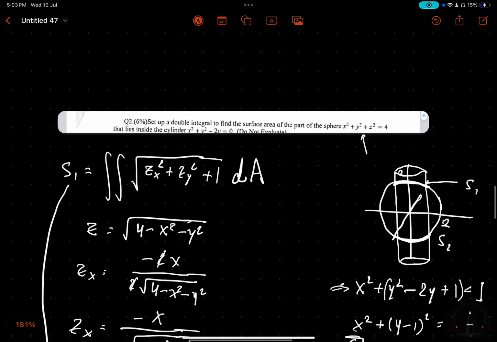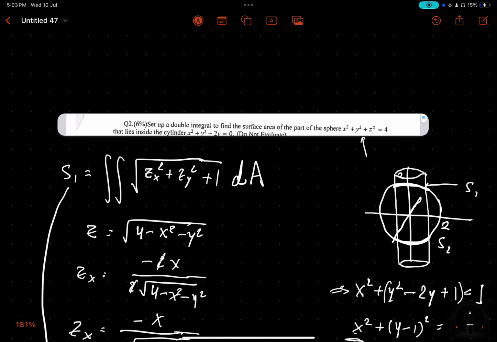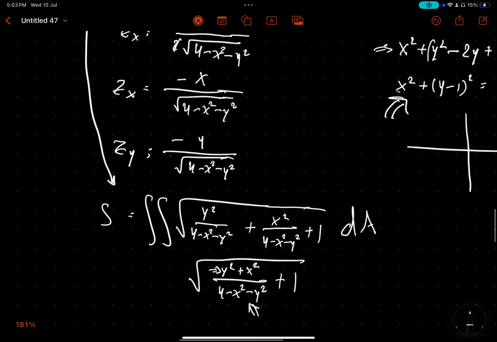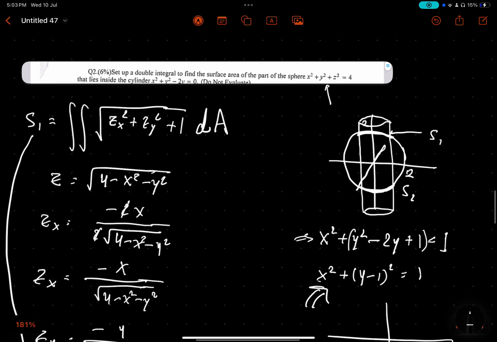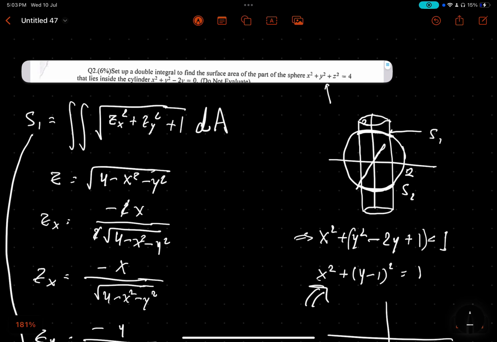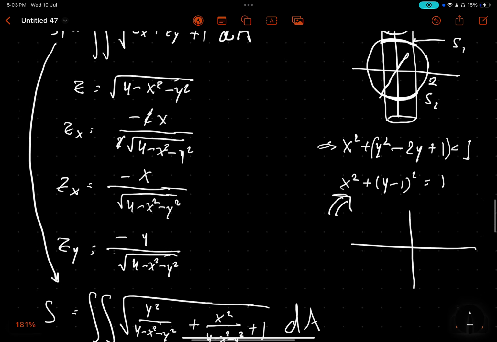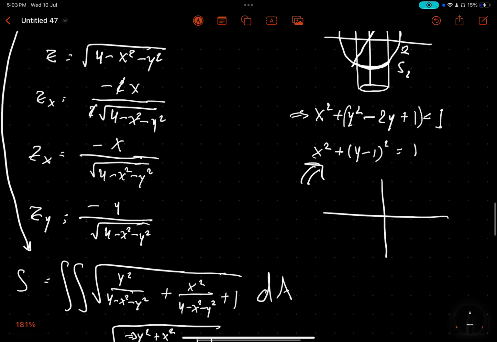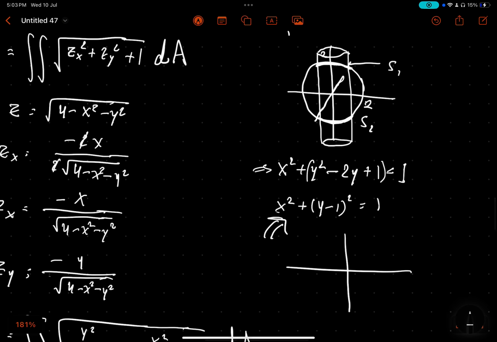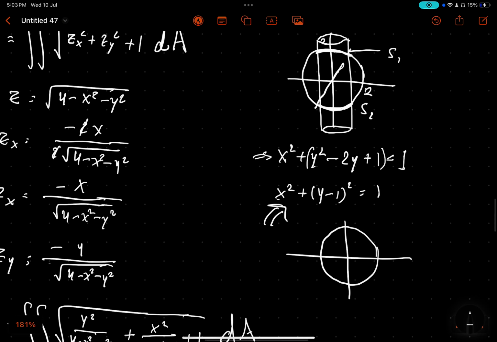Since the question says set up a double integral to find the surface area of the part of the sphere that lies inside the cylinder, we're talking about the sphere, really. And so r for the sphere is just 2, and the angle, you're going to take from 0 to 2 pi. I assume 2 pi. Now, how would this look from an upper view? It's going to look something like this. Okay, and then r is going to be 1.